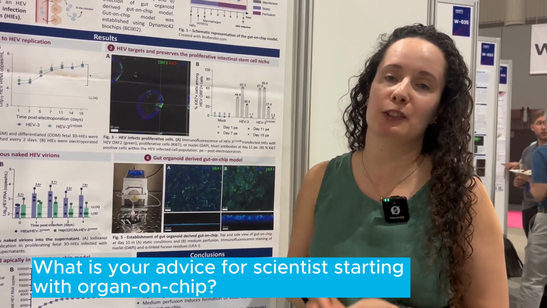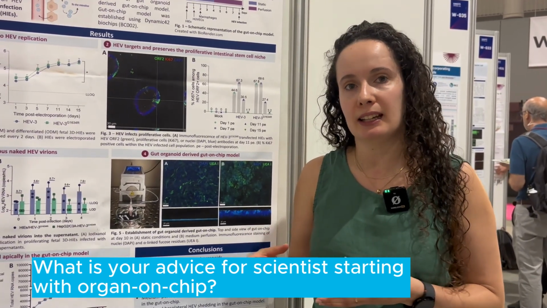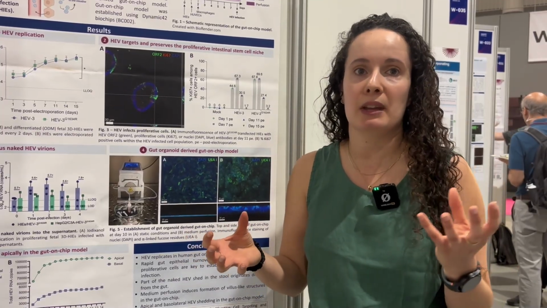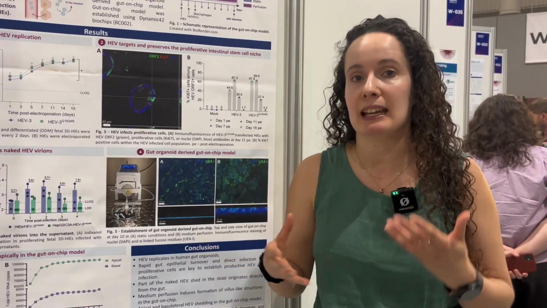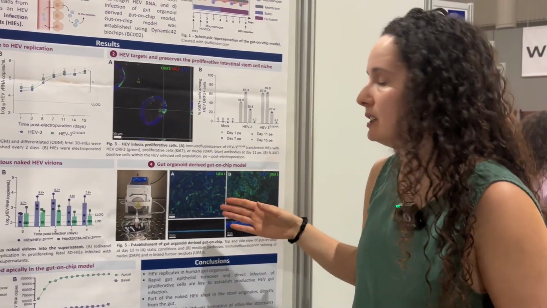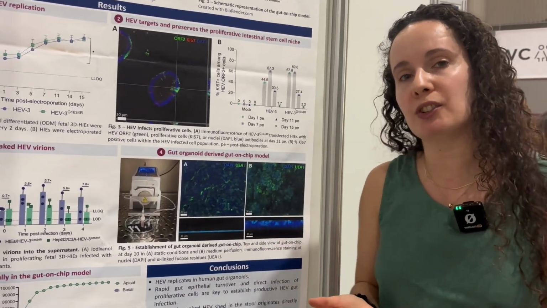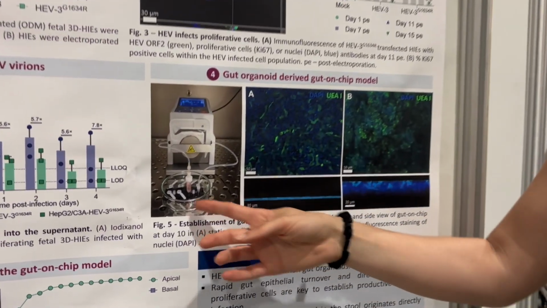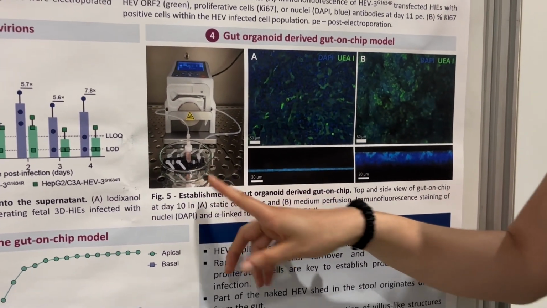If you are now starting with an organ-on-chip project, I really advise the use of human-derived cells, like human organoids or human primary cultures, so that you can really take advantage of using the complexity of these cultures and the dynamic advantages of having this microfluidic system. In our case, for example, we could see the impact of this shear stress on the gut layer when we compared a chip that was in static conditions versus one that was in perfusion.